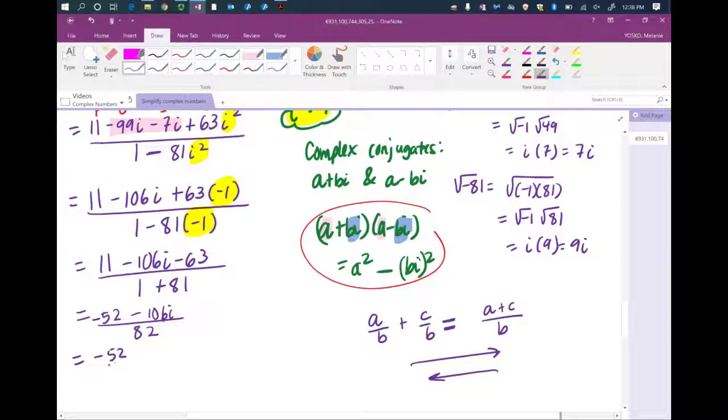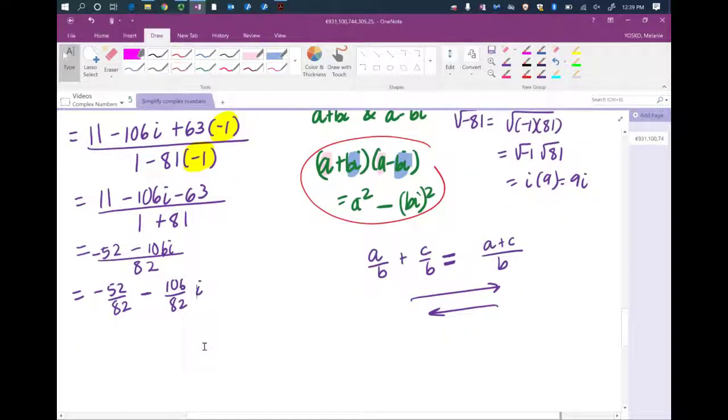So we have negative 52 over 81 minus 106. I said 81, it should be 82. Negative 52 over 82 minus 106 over 82 times i. And then we clean it up. We can reduce this, right? So 52 and 82 are both even for sure because they both end in an even number. So 52 divided by 2 is 26. So let's see, negative 26. 82 divided by 2 is 41. Okay, I think that's good.